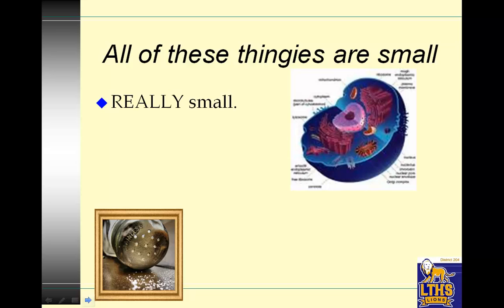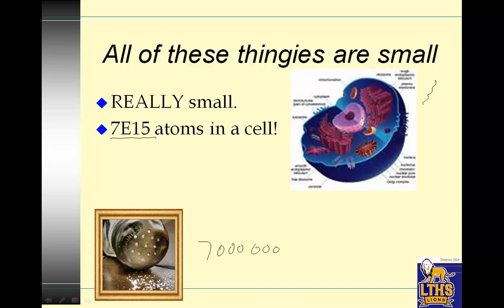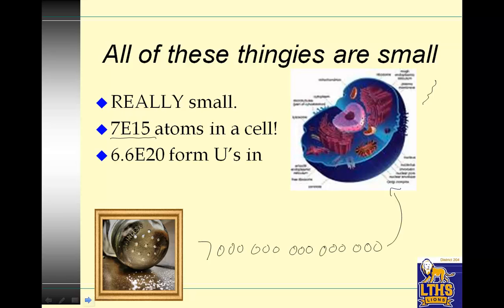All of these things are small. Now, when we're talking small, we're talking really small. So there's a cell, and we're talking really small compared to a cell. There's 7E15 atoms in a cell. That means 7, and then 15 more digits. That many atoms in a cell. There's this many of those things in one of those. There's 6.6 times 10 to the 20 formula units in a grain of salt. So just taking this one little grain right here, it has 6.6 E20. That means 6, 6, and then 19 zeros. That's a lot. Okay, so these particles are really, really small.